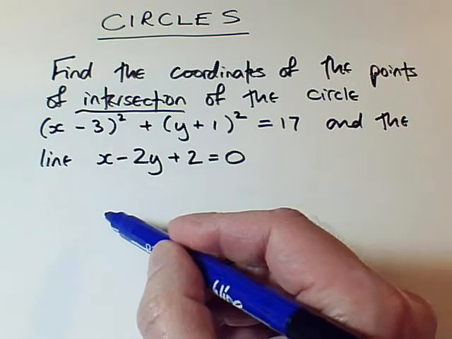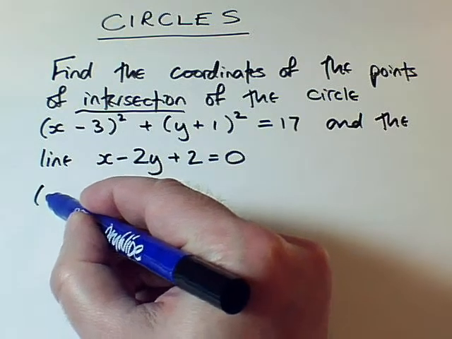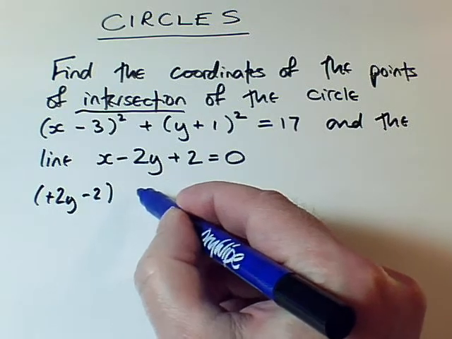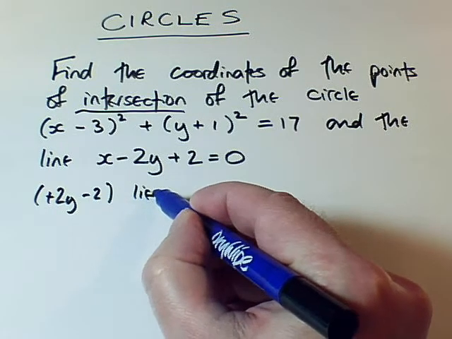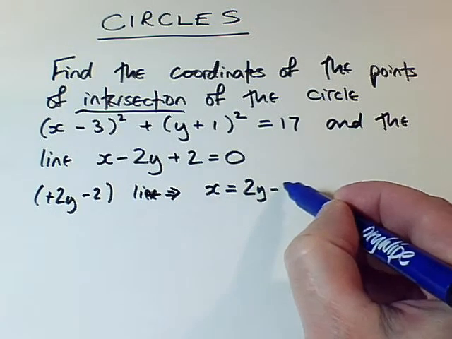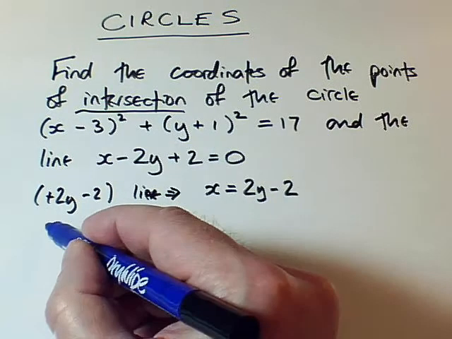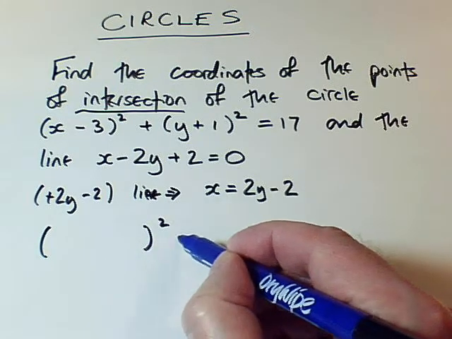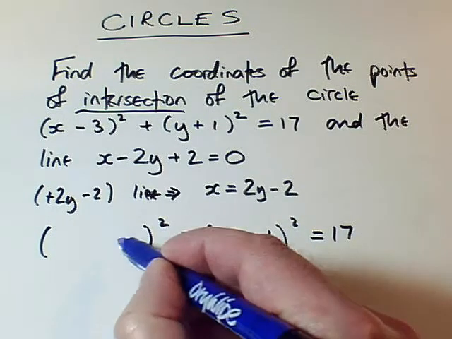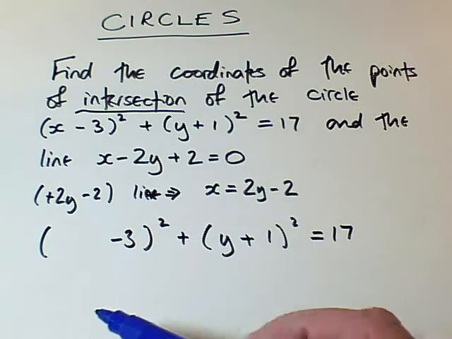So if I do that, if I take the equation and I say I'm going to add 2y to both sides, and I'm going to subtract 2, I'm going to get for the line that x equals 2y minus 2, and I'm going to substitute that into this equation. So it's going to have exactly the same form. I'm not going to try and do too much work at once. I'm going to leave everything alone that I'm not actually substituting in for. So it's just the x is going to be replaced by 2y minus 2.